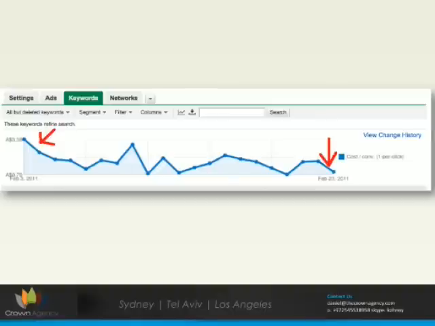Here's another example of another keyword group in the same campaign for Cheeky Steals. You can see again the starting conversion cost was at around $3.38, and when we finished implementing this strategy, it dropped down to under $1. So again, massive, massive results.